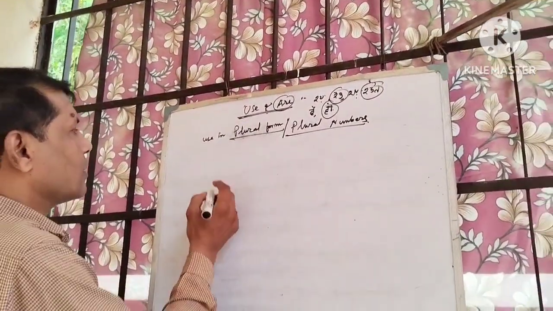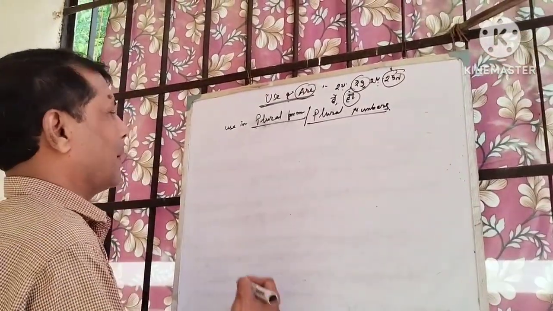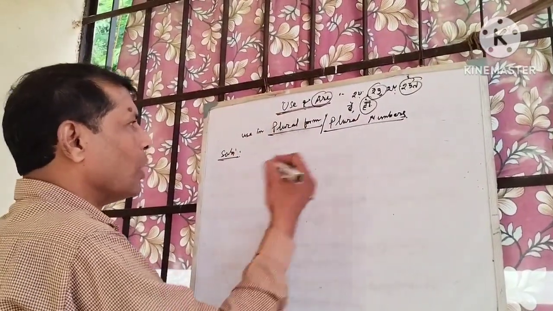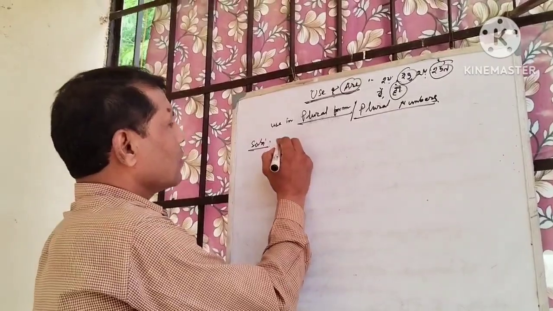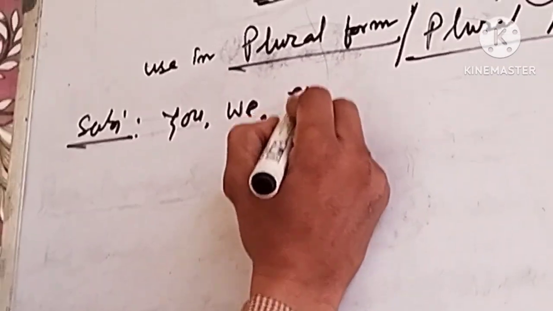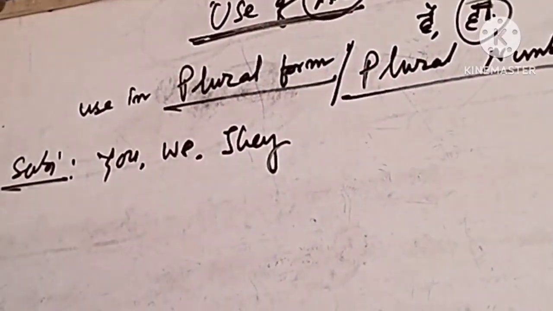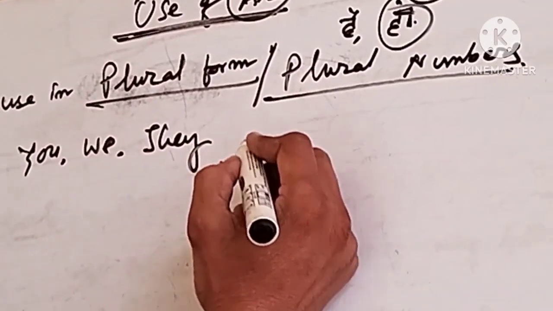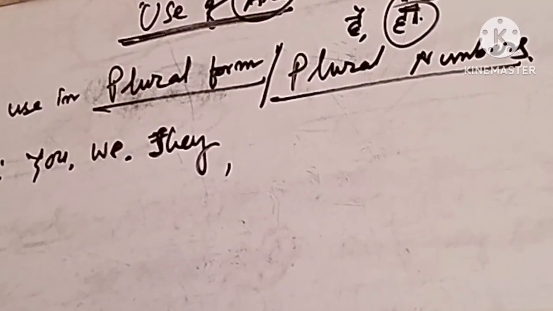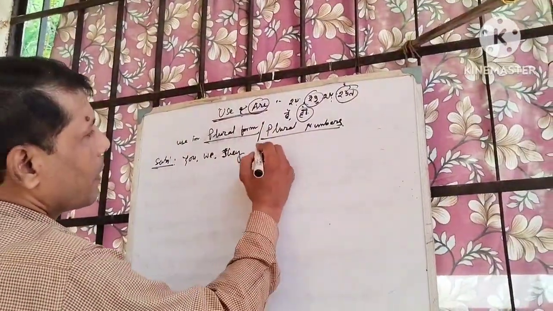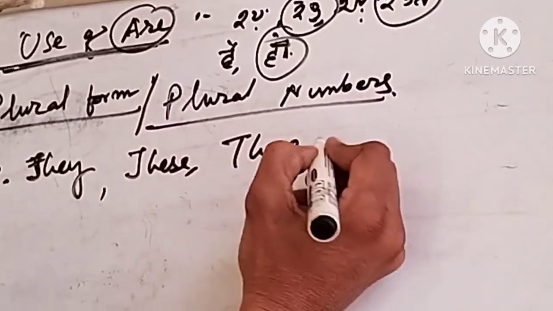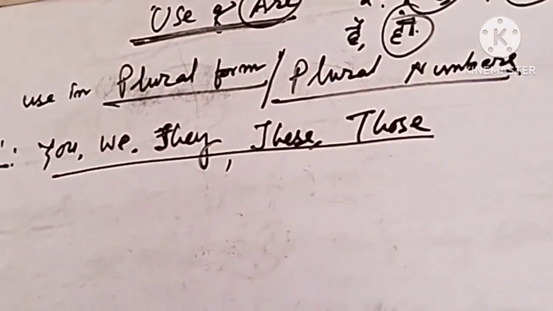So, subjects for whom we should use are: subjects that are plural number. Plural number means you, we, they. And for non-person objects, that is for things: these, those. These are the subjects that we use with are.